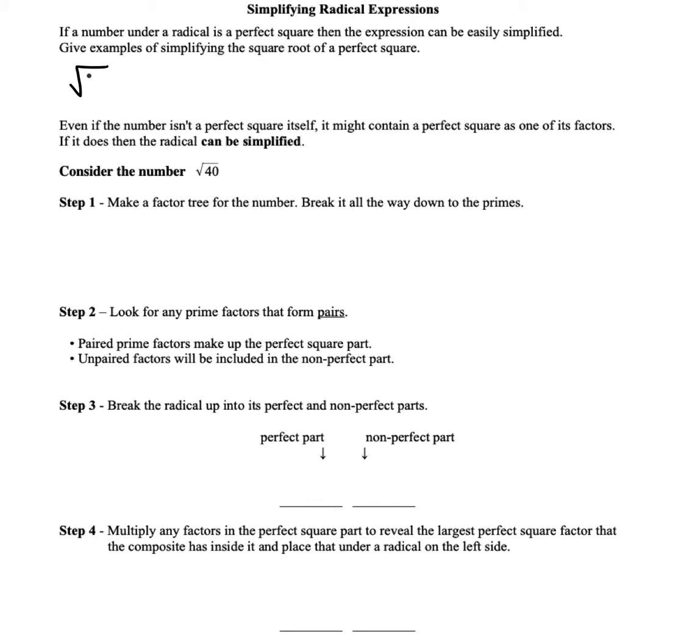The square root of 4, for example, can be broken down into 2. The square root of 9 is 3. The square root of 16 is 4. And we could even say that something like the square root of x to the 4th is x squared. So we can do it with numbers and variables.